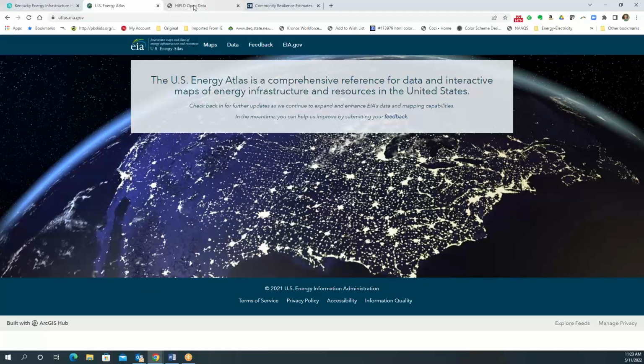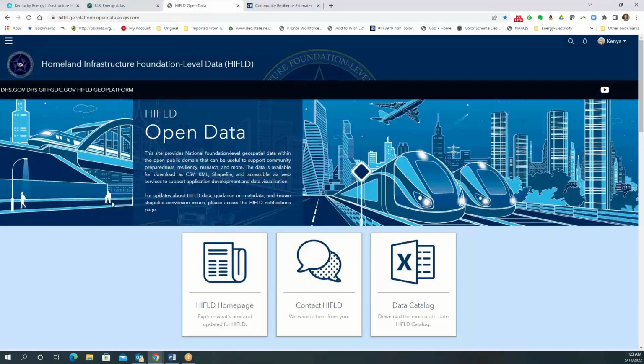The other data set we use is the Homeland Infrastructure Foundation-Level Data as well. This is a nice data set to, one, supplement EIA's Energy Atlas, but also bring in some other data points that we may be interested in terms of critical facilities.